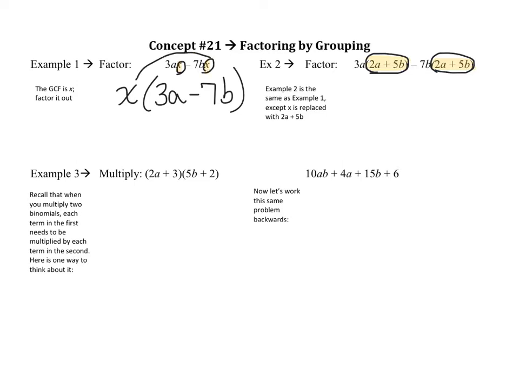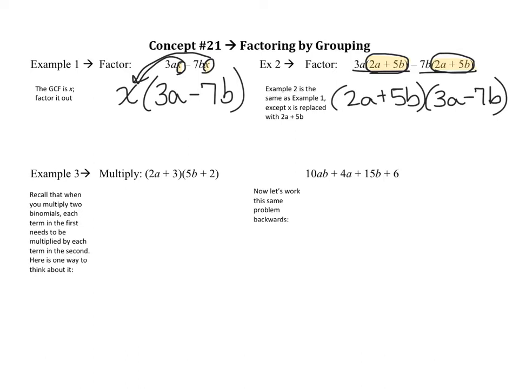You pulled out the x. It hangs out on the outside of the parentheses, right? Here, I'm pulling out the 2a plus 5b. And then once I pull that out and I divide both of those terms by 2a plus 5b, I'm going to be left with 3a minus 7b.